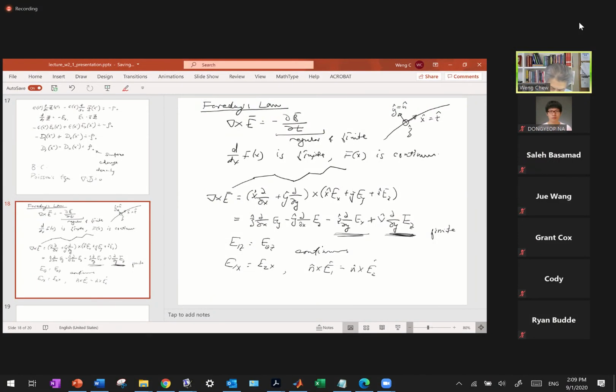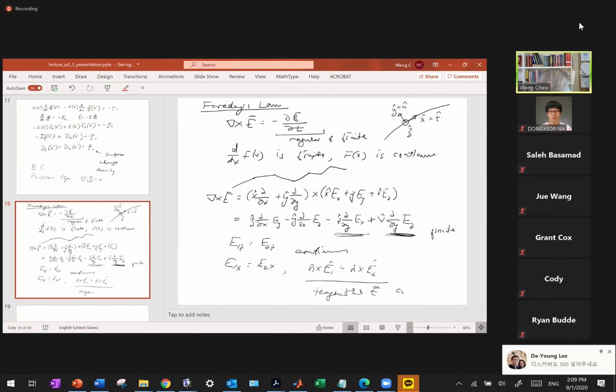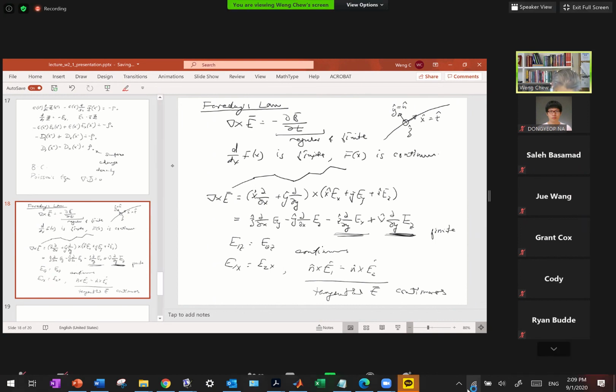I would have this written out more elaborately in the lecture notes so you can read it more carefully. But the important thing to notice is that since the right hand side is finite, curl of E must be finite. If curl of E is finite, E must be continuous. If E must be a continuous function, tangential E must be continuous. Okay, so this says that tangential E is continuous. So that is Faraday's law.